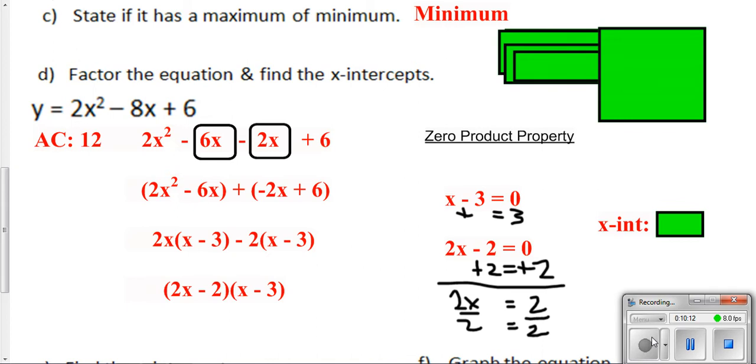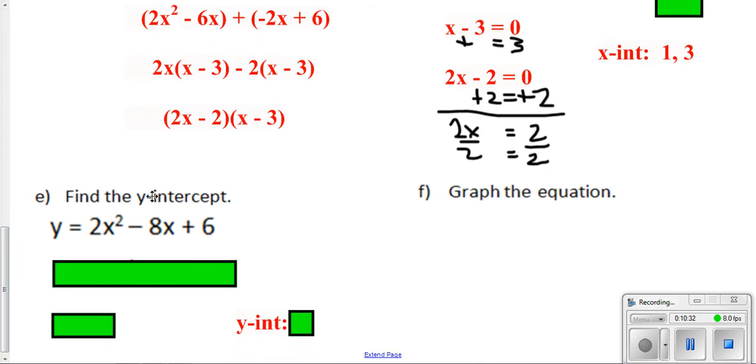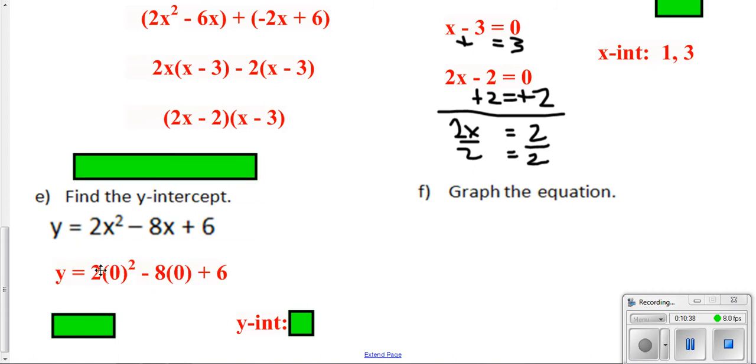Carrying through that process, I'd add 3 to both sides. When I did that, I would find out that x equals 3. Here I'd add 2 because it's minusing, and then I divide by 2. 2 divided by 2 giving me 1. So my intercepts for x would be 1 and 3. Down in E, to find the y-intercept, again, to find y-intercept, we need to get rid of my x values, so we put in 0 for x. Do your computation, y equals 6. So your y-intercept is 6.